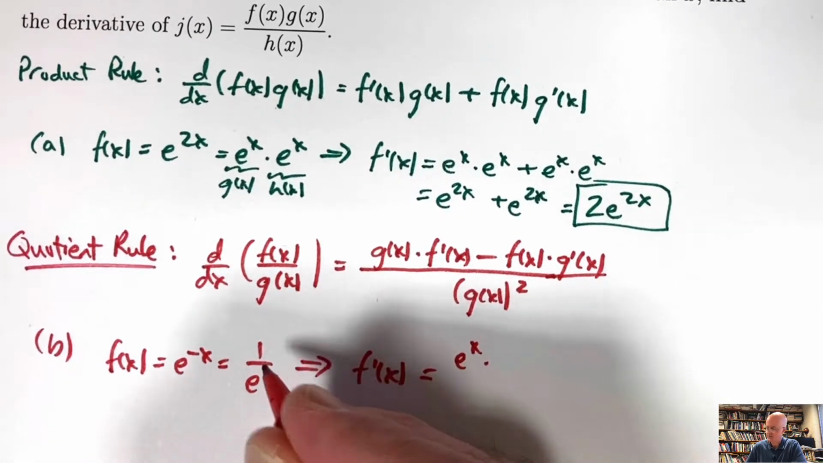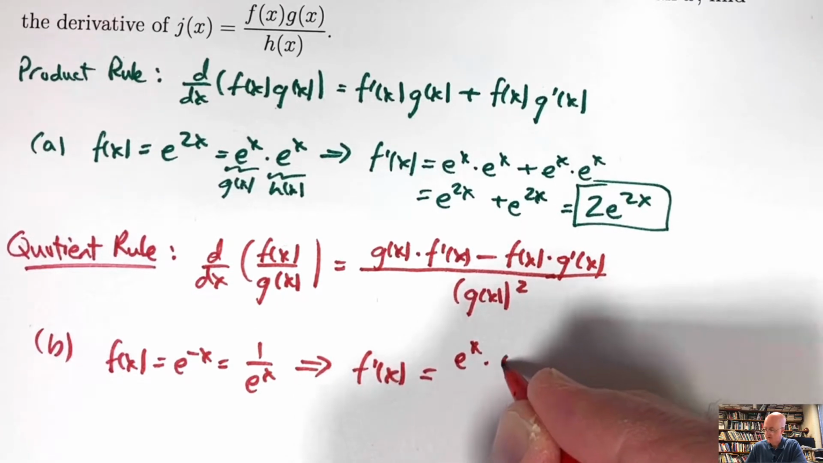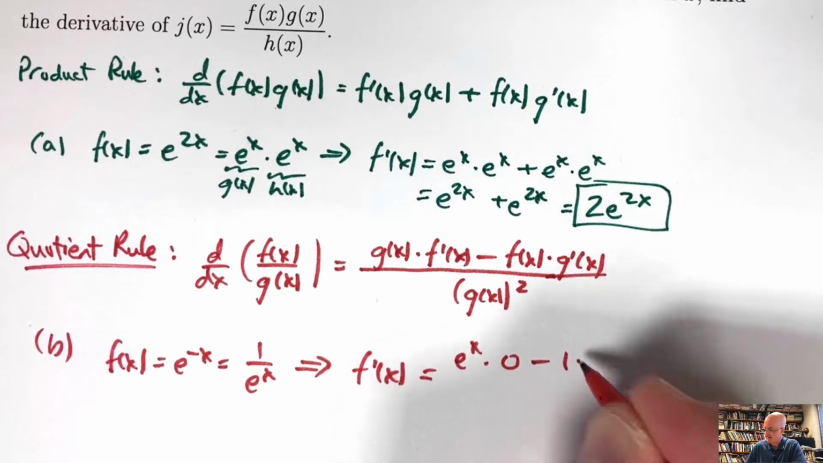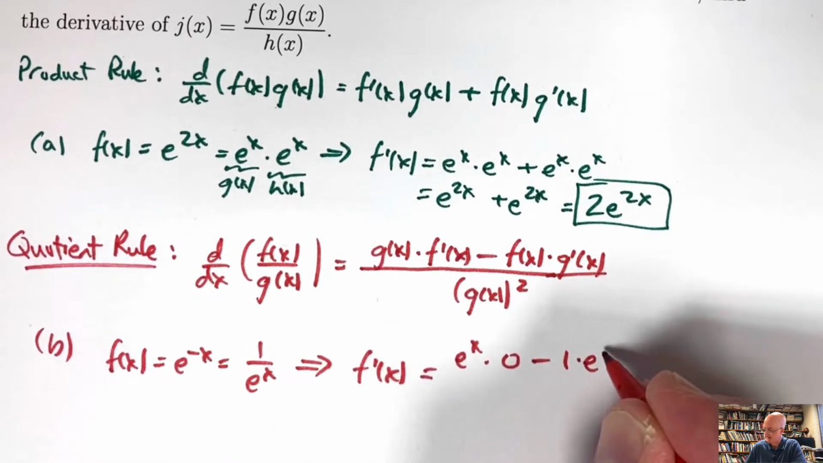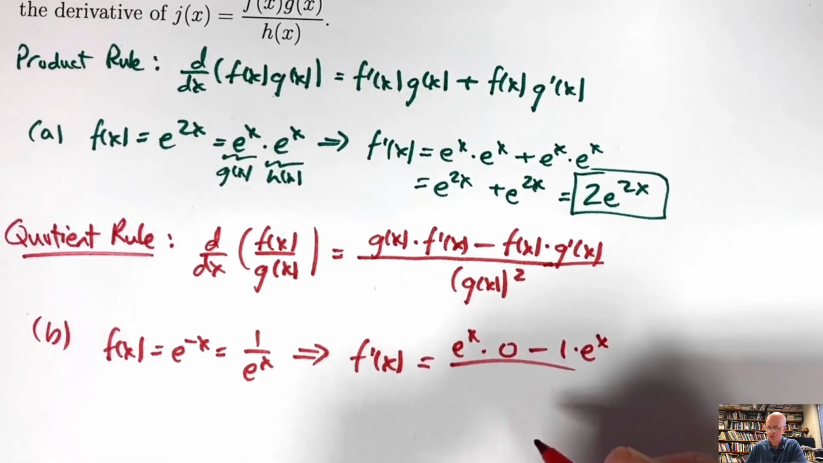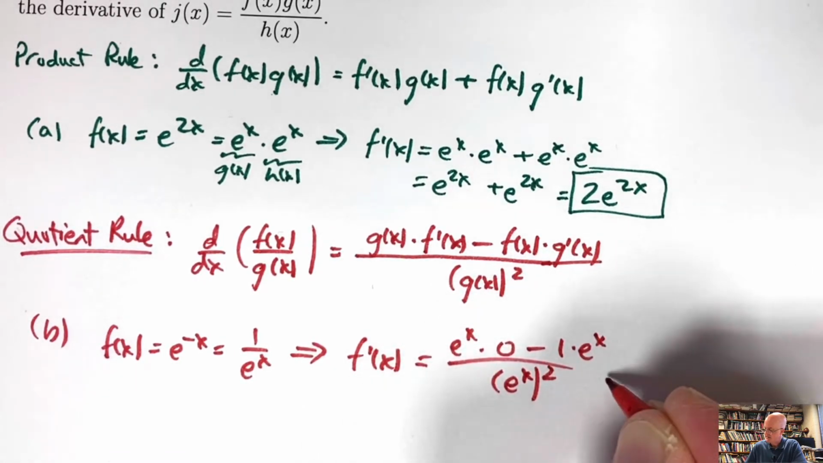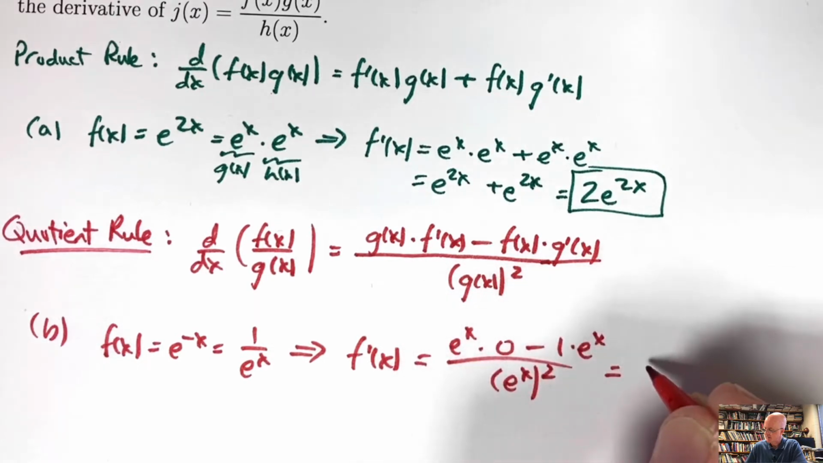D high means the derivative of the top. That's 0. The derivative of 1 is 0. Minus high, that's 1, D low, the derivative of e to the x is e to the x, over the square of what's below, e to the x quantity squared. We can simplify this. This becomes a 0. This becomes a minus e to the x.